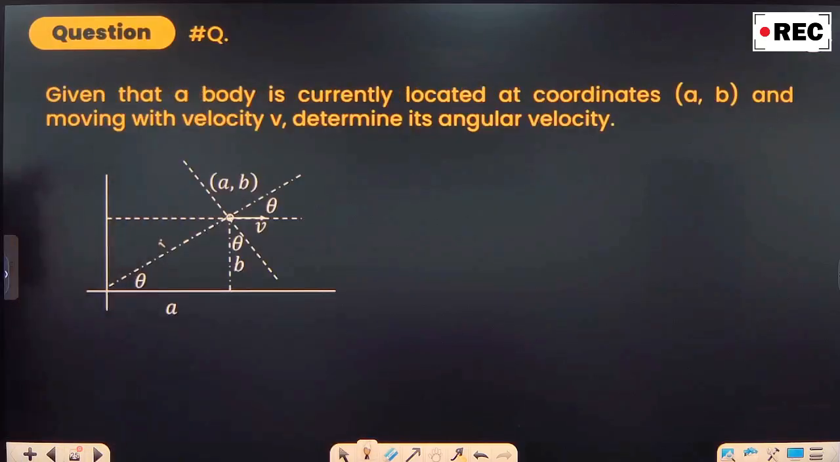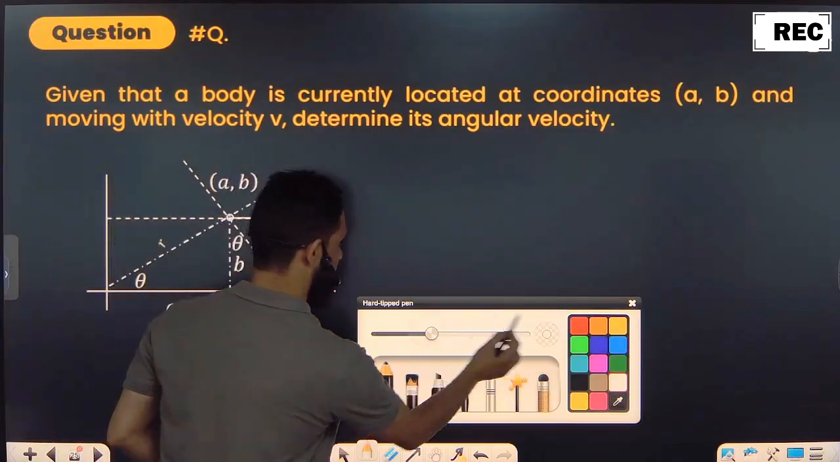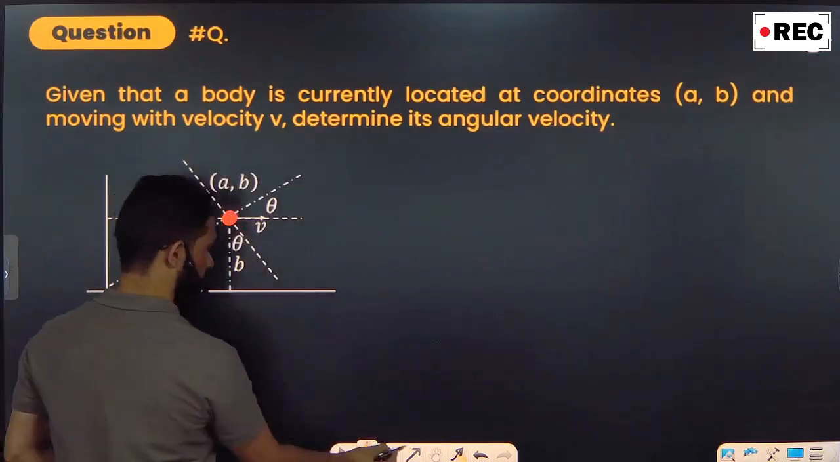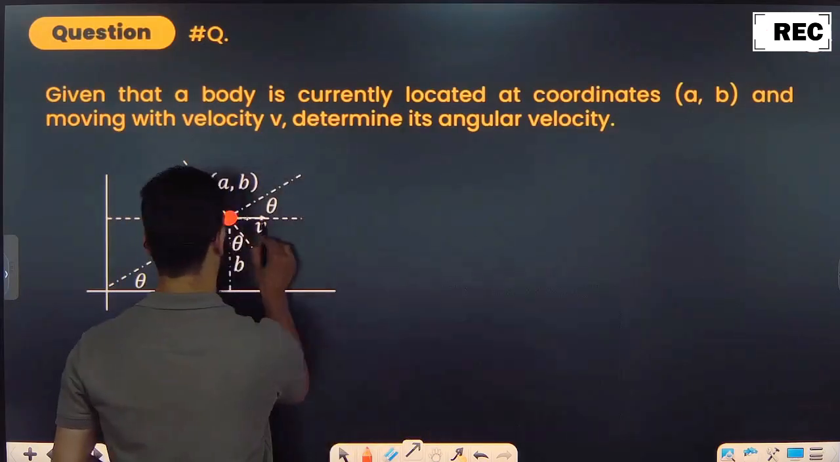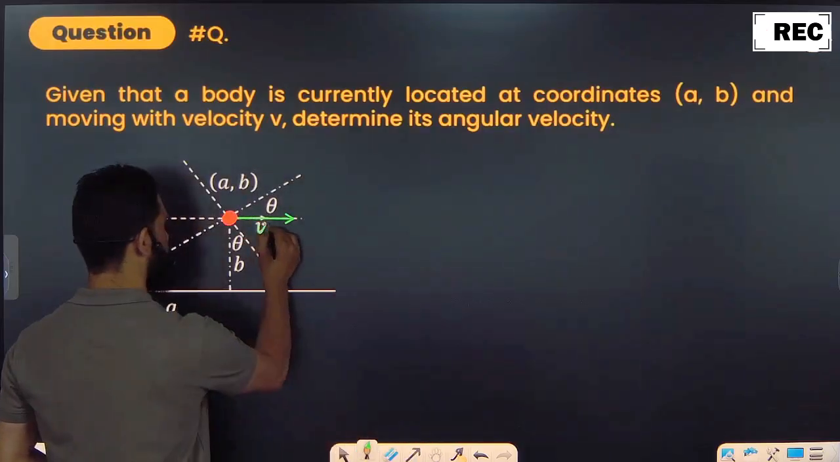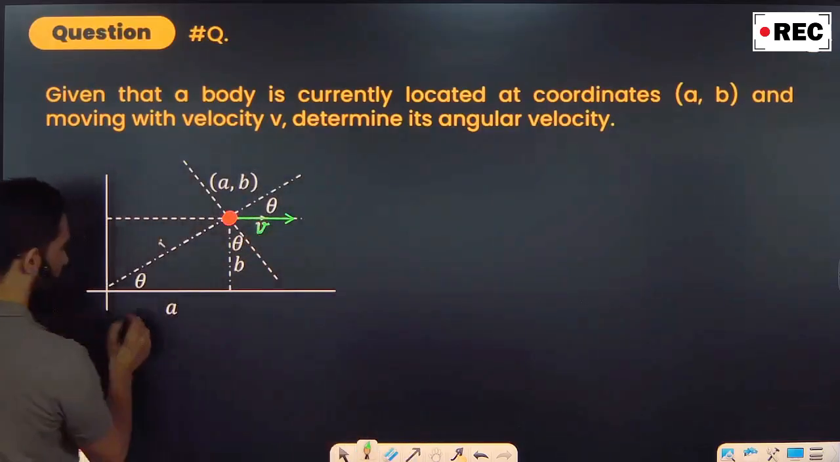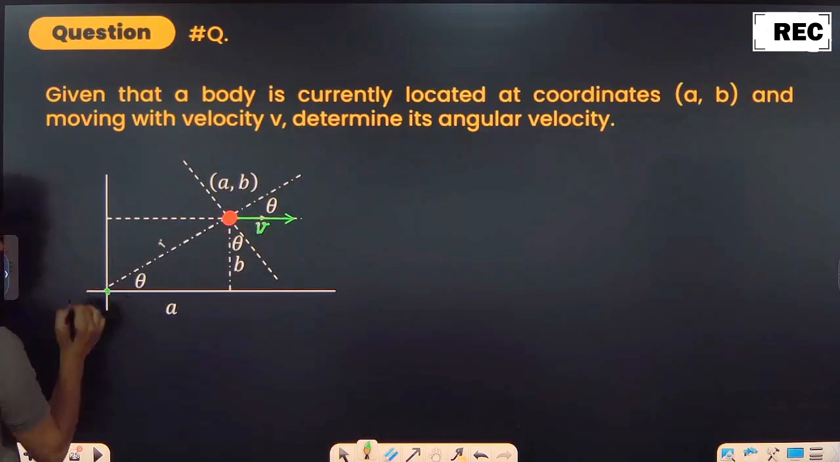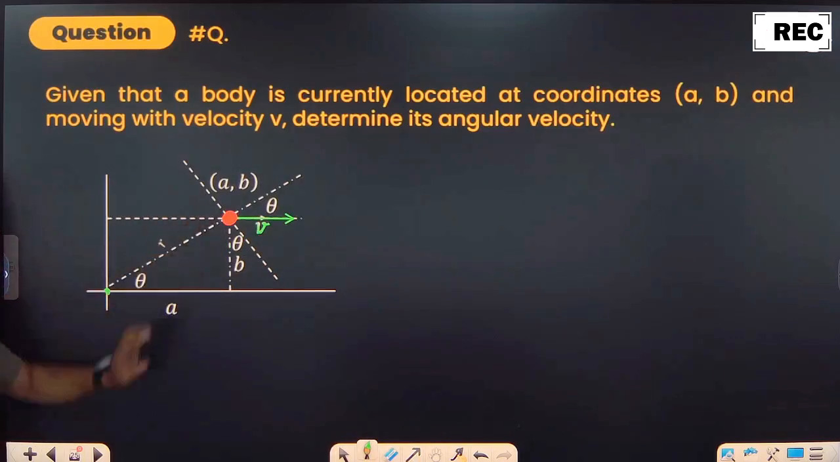So here, if the body is currently located at coordinate AB, यहां पे body है, velocity v, determine its angular velocity, ठीक है? Now see, understand it very well. So यहां पे आपका एक body है, it is moving in the forward direction like this. What is the direction of this body? Forward. Velocity of this body is v, ऐसे. You have to find out angular velocity about this point. इसका angular velocity क्या होगा?